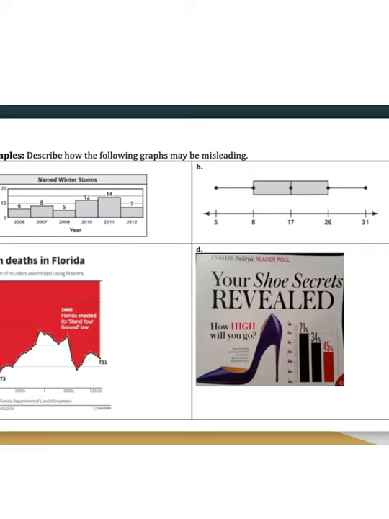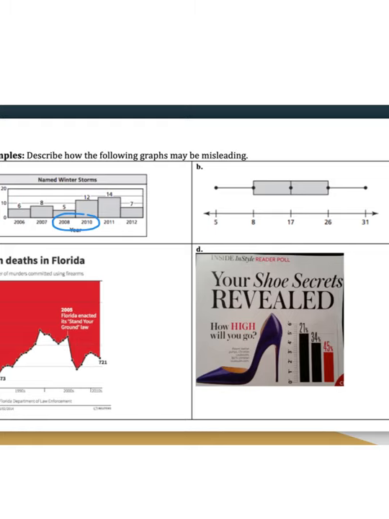For our first graph, we can see that we have the named winter storms and then frequency. So in 2006, there were 6 different storms. In 2007, there were 8. In 2008, there were 5, and so on. The question is, what is wrong with this graph? If we take a closer look, we can see that the graph goes from 2008 to 2010. So the question is, what happened in 2009? Since we're omitting data there, we are definitely skewing this, and we have a misleading graph.